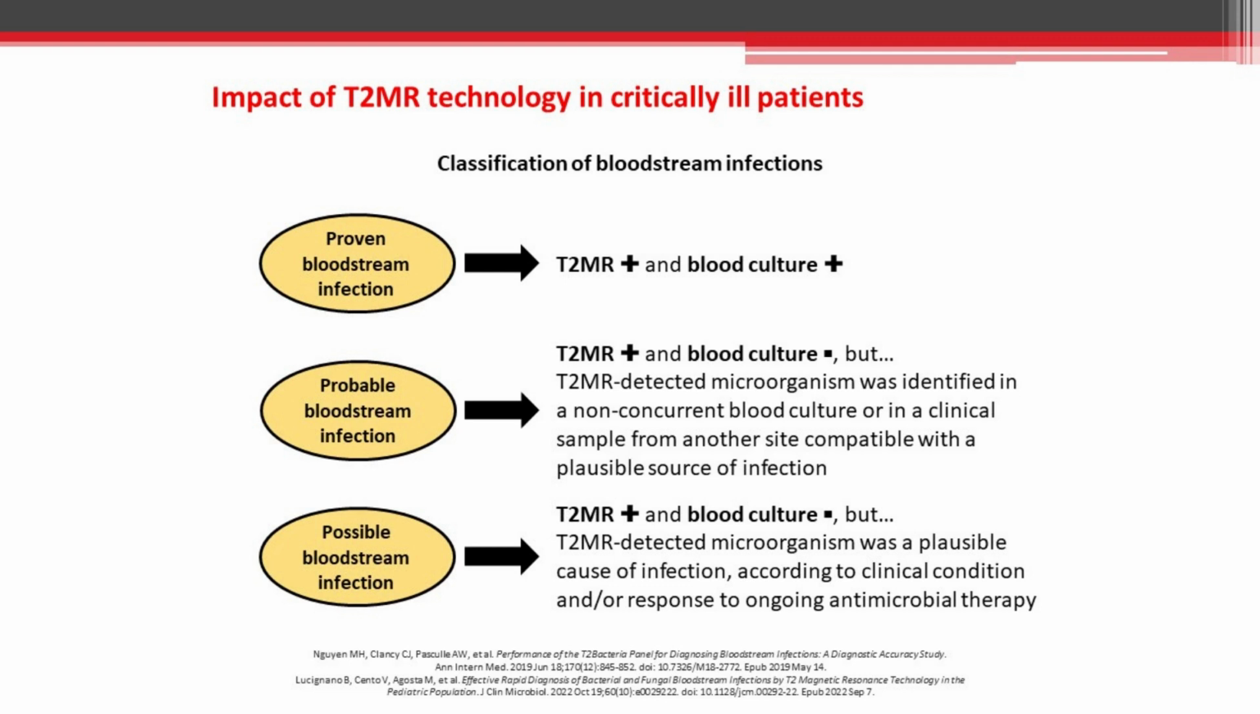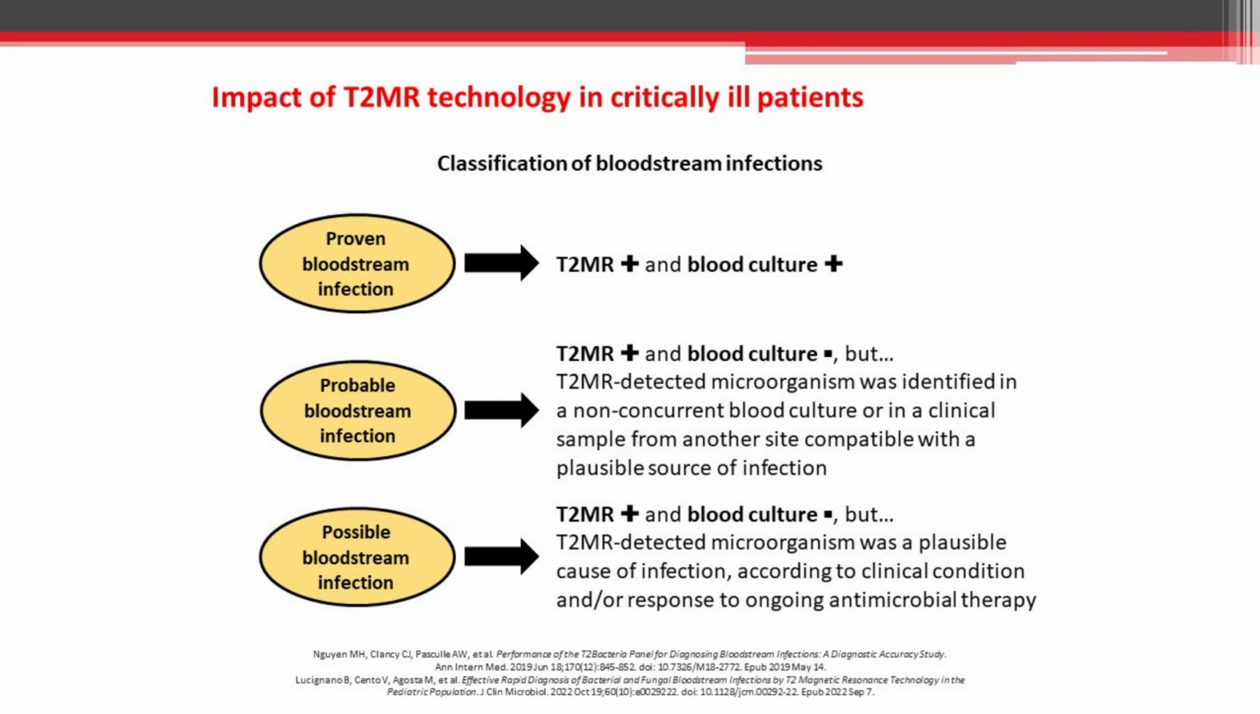Before I move on to the results, I just wanted to say that for the data analysis, we used the classification of bloodstream infections that was previously published in the literature, and basically it divides bloodstream infections in 3 categories. The first one is proven bloodstream infection, where you have the T2 positive and the blood culture positive as well.